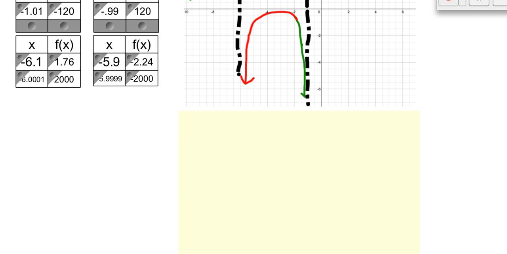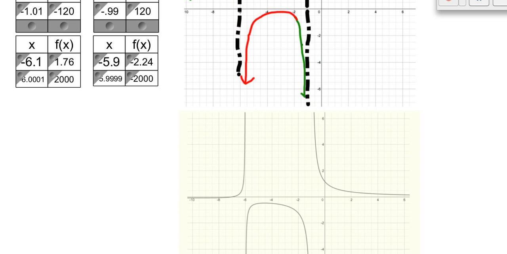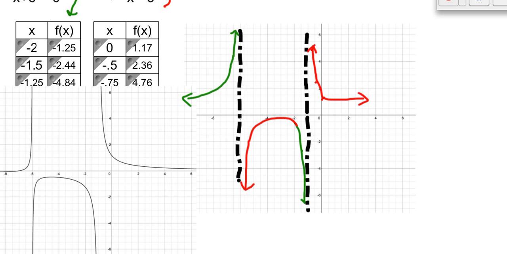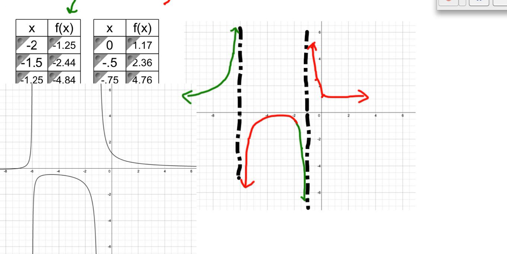Here's a Desmos printout. There it is. Yep, looks pretty similar to the one that we have over here. Okay, I was wrong about where the horizontal asymptote was, but that's not what we're looking at. We're just looking at the general picture.